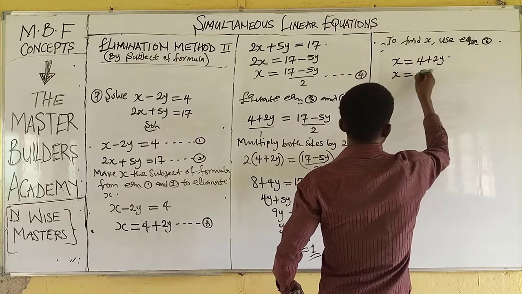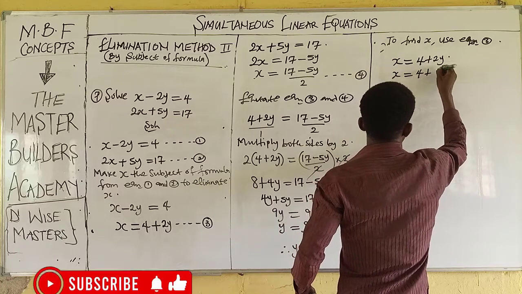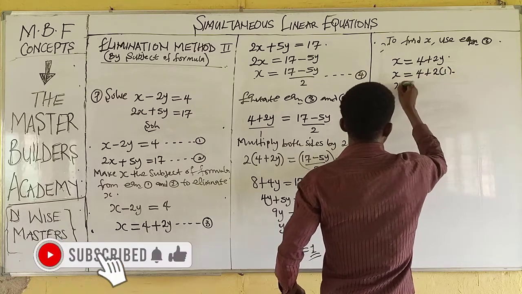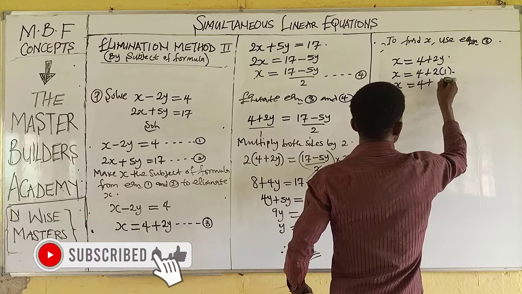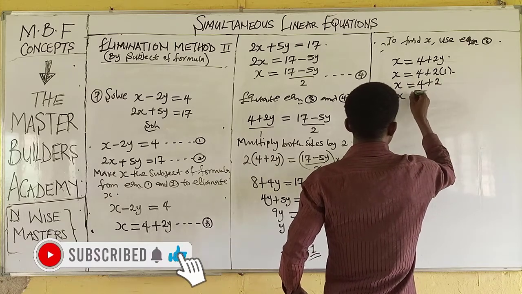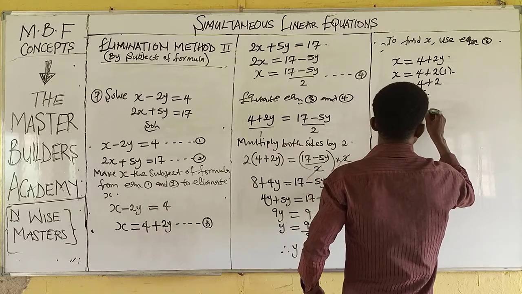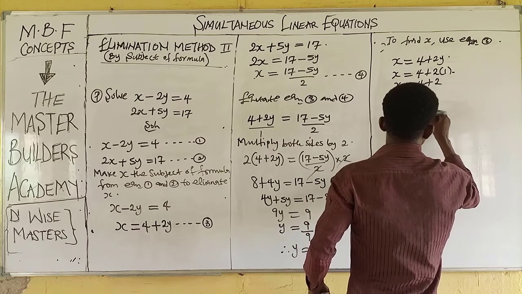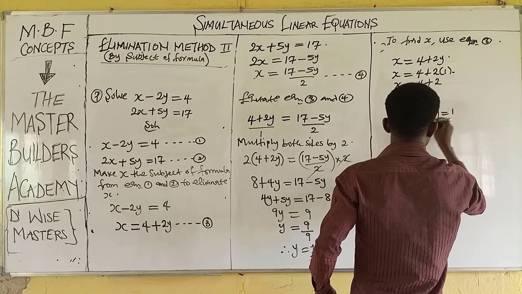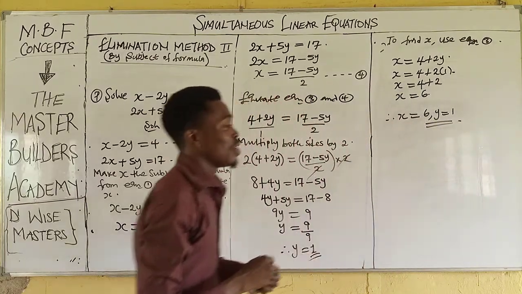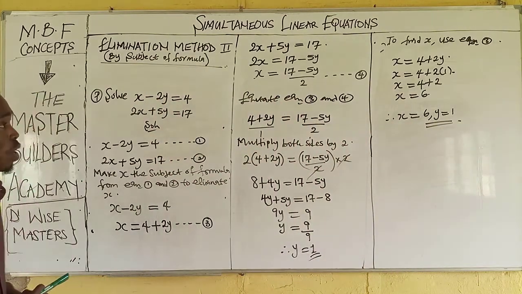x is equal to 4 plus 2y. And this will give us x equal to 4 plus 2 multiplied by 1. And this will give us x is equal to 4 plus 2, since 2 multiplied by 1 is 2. And 4 plus 2 is 6. Therefore, x is equal to 6. And y is equal to 1. So this is the answer to this very question.